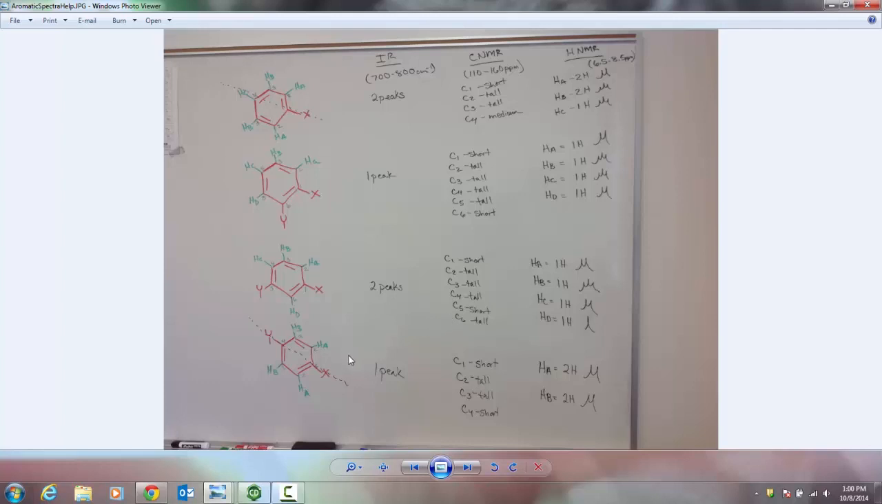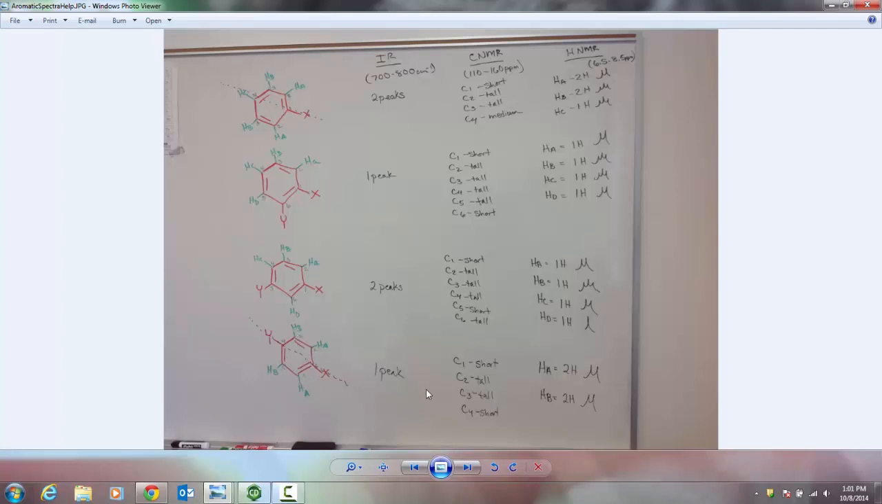A para-substituted ring does have a plane of symmetry. As long as X and Y are not the same compound, the same substrate, carbons 1 and 4 will both be short, and they will be chemically unique. Carbon 2 has some symmetry, so it's tall, and carbon 3 has some symmetry, so it's also tall.